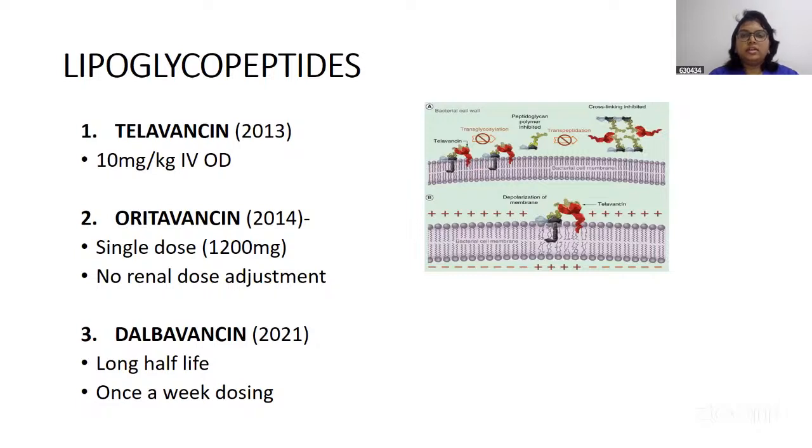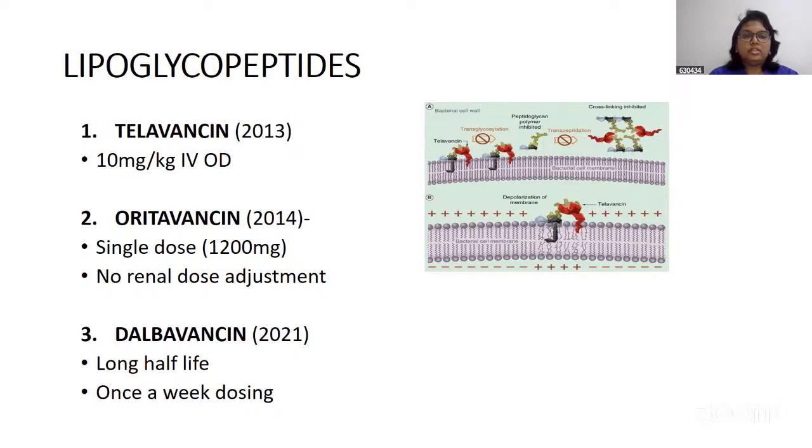Lipoglycopeptides inhibit cell wall synthesis and also disrupt the cell membrane. The options of lipoglycopeptides approved in the last decade were telavancin, oritavancin, and dalbavancin. Telavancin has a wide spectrum of coverage and covers all MRSA and VRE, with a 10 milligrams per kg IV once daily dosing.